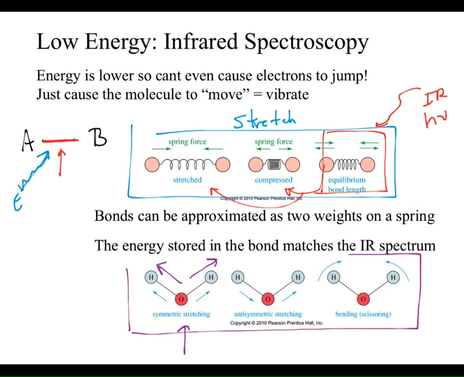The last one is a bending one, or a scissoring action. Each of these requires a slightly different amount of energy, which means we would see a different absorption of energy in our spectrum.